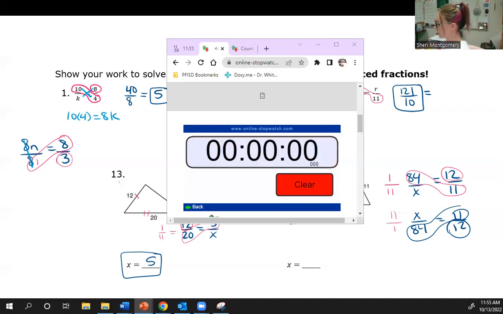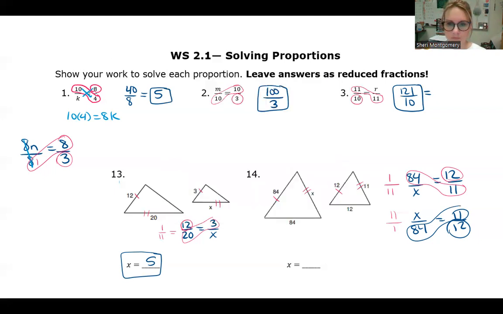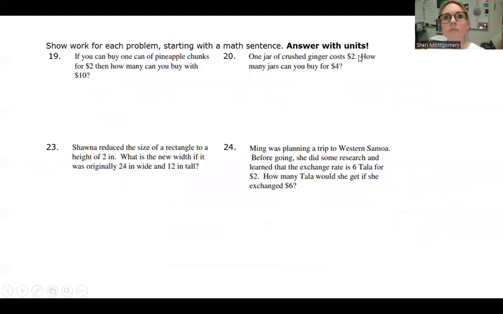All righty, we are going to continue on. All right, we're going to flip onto the back page. So on the back page, question number 19. If you can buy 1 can of pineapple chunks for $2, then how many can you buy with $10?